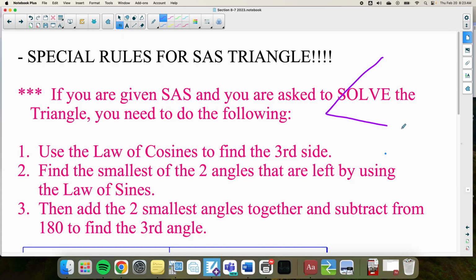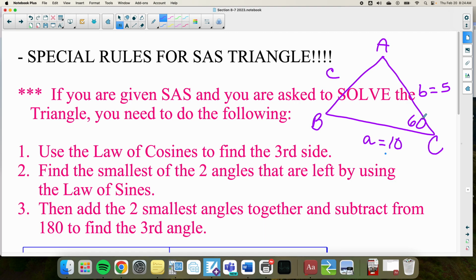Okay, and let's say this is A, B, C. Opposite angle A is little a, opposite angle B is little b, opposite angle C is little c. And let's just say for this one that what we know is little b is 5, little a is 10, and angle C is 60. Okay, that's what they gave us in this one. So it's side angle side.